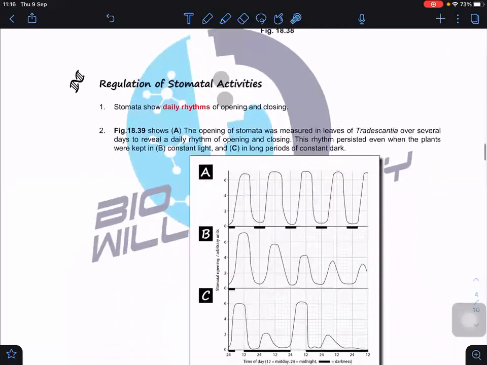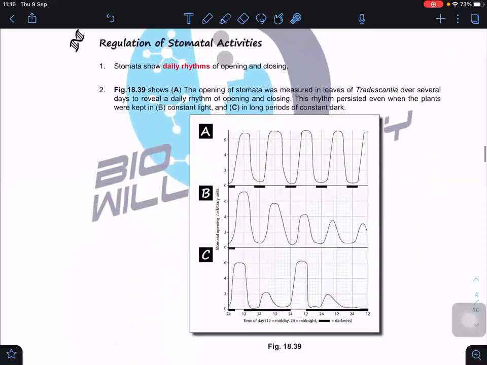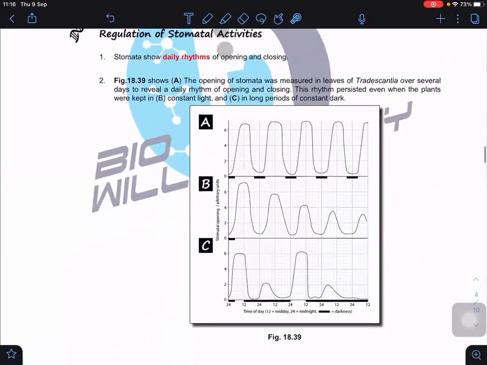So in terms of regulation of stomatal activity, we can see that they show daily rhythms of opening and closing. In this case, you can see that, for the thick line here, it represents the darkness and daytime.